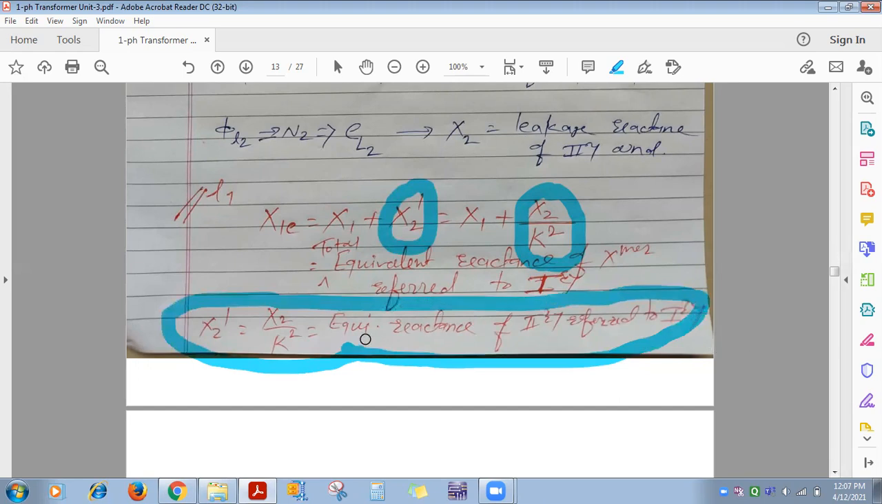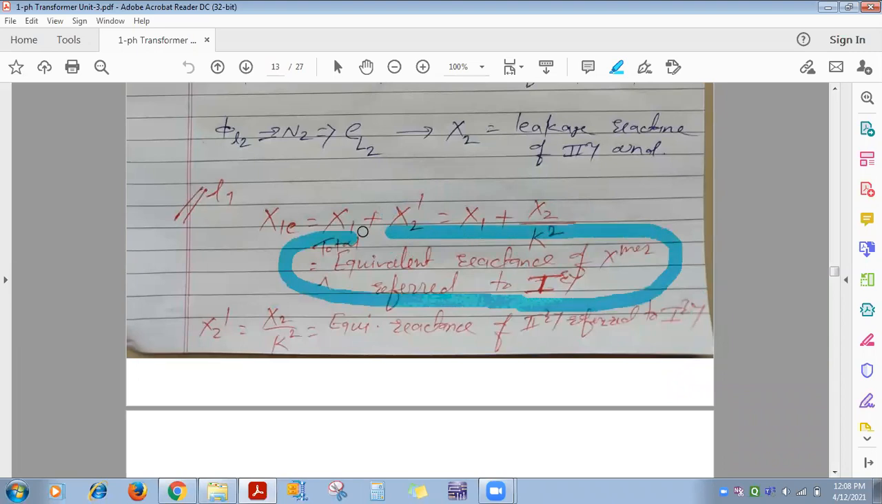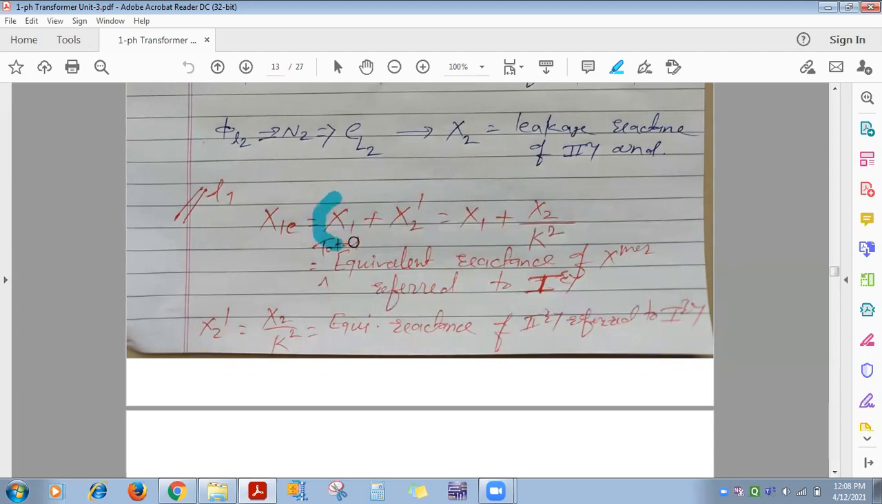If you get asked to calculate the equivalent reactance of secondary referred to primary, what you will do is X2 divided by K square, and that is X2 dash. That's it. Suppose you get asked to calculate the total equivalent reactance of the transformer referred to primary. The primary one is already there, X1, so X1 plus X2 dash will be X1E.